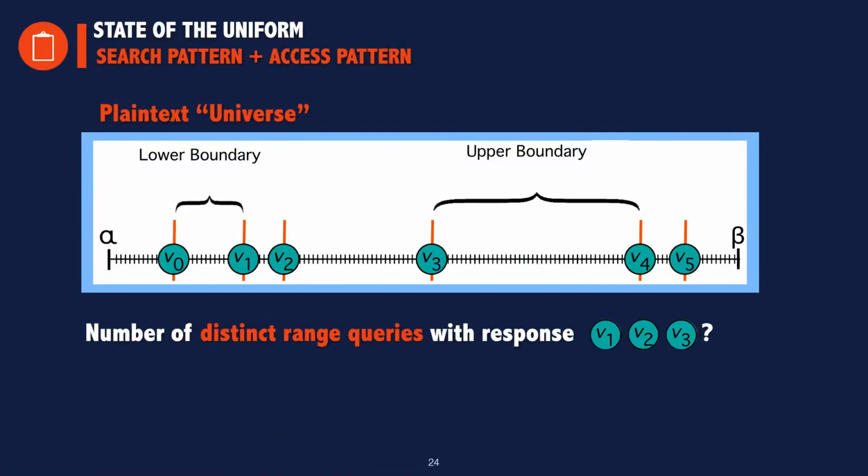But let's take a step back and think why this question is important. In order for the response to be v1, v2, v3, the range query that the client issues must have a lower boundary anywhere in between v0 and v1, and an upper boundary anywhere in between v3 and v4. Therefore, the number of distinct range queries with response v1, v2, v3 is equal to the product of distances between plaintext values. Notice that if the attacker infers the pairwise distances between plaintext values, then he can reconstruct the plaintext database by stitching the distances of consecutive values.